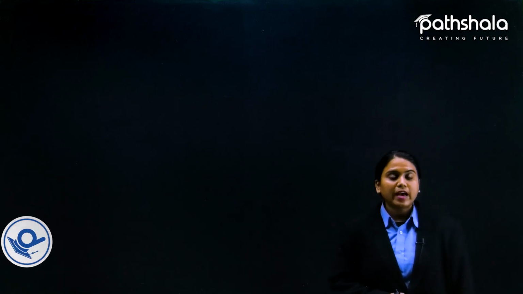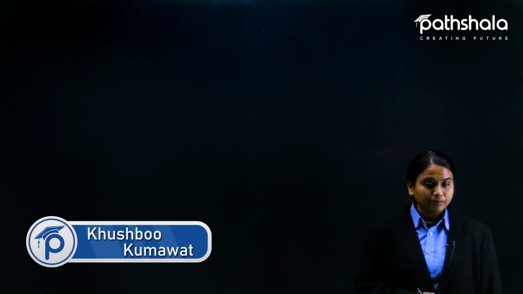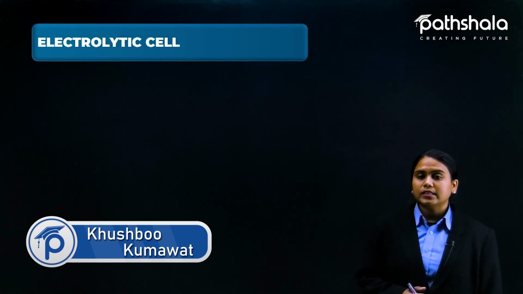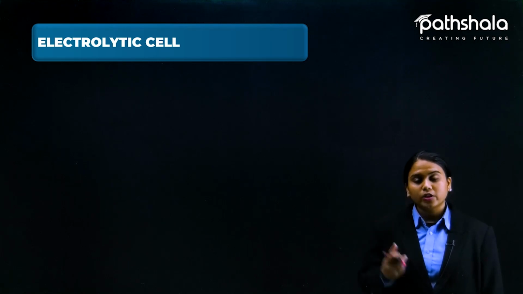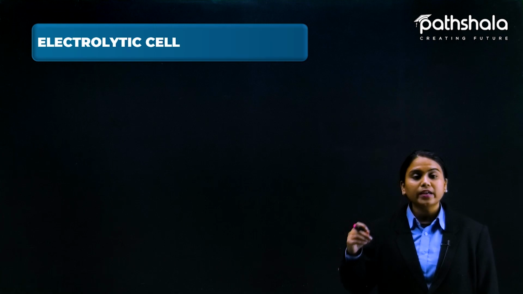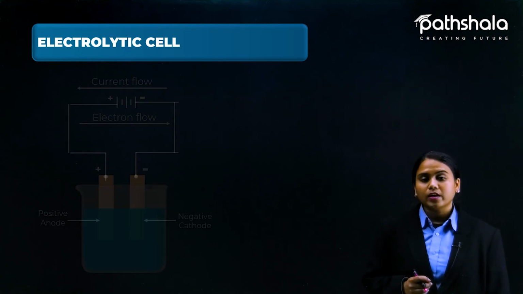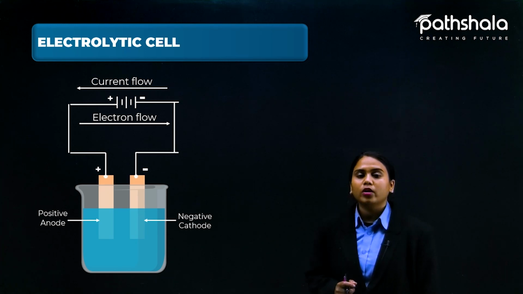So students, as we have seen how liquid is helping us in the conduction of electricity, why not make a cell using the liquid part, that is, a solution, and make the electrons flow through it? Here is what the electrolytic cell looks like.